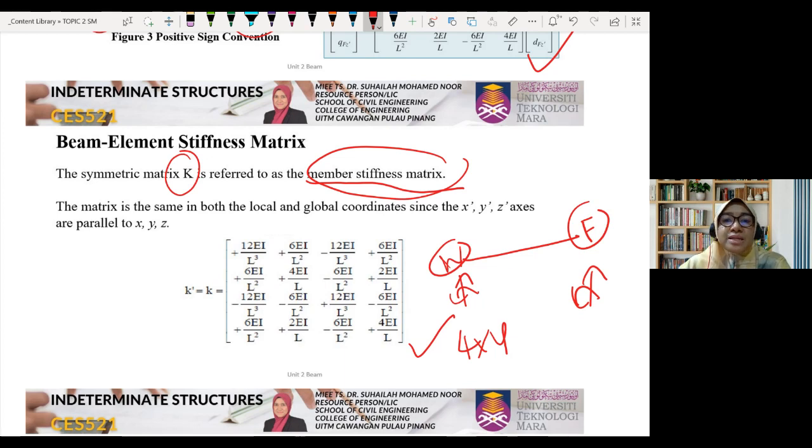So this we can actually label as y, z. This is the position inside the matrix: near y, near z. The first two are for the near node, and the last two are for the far node: far y, far z.